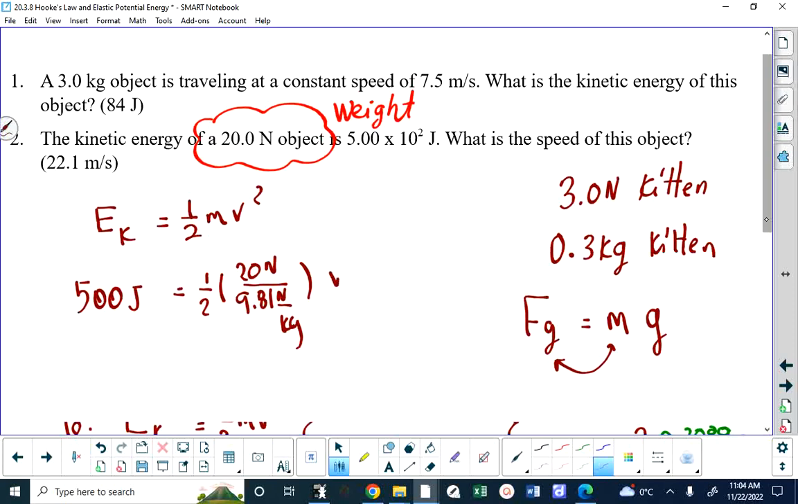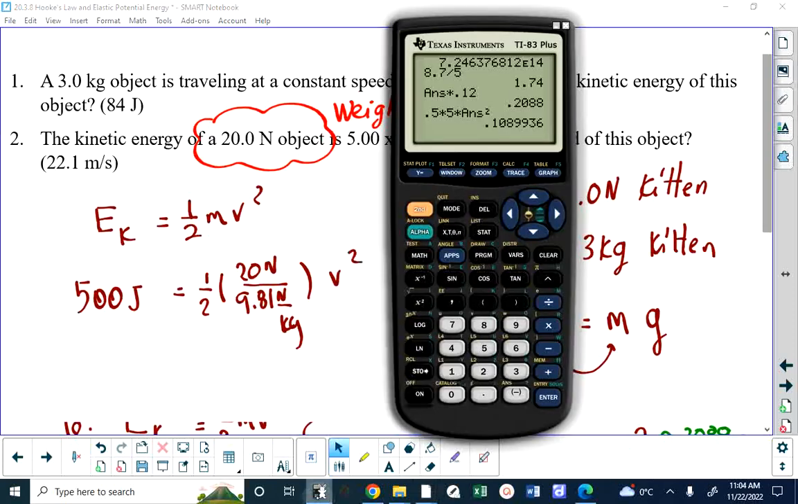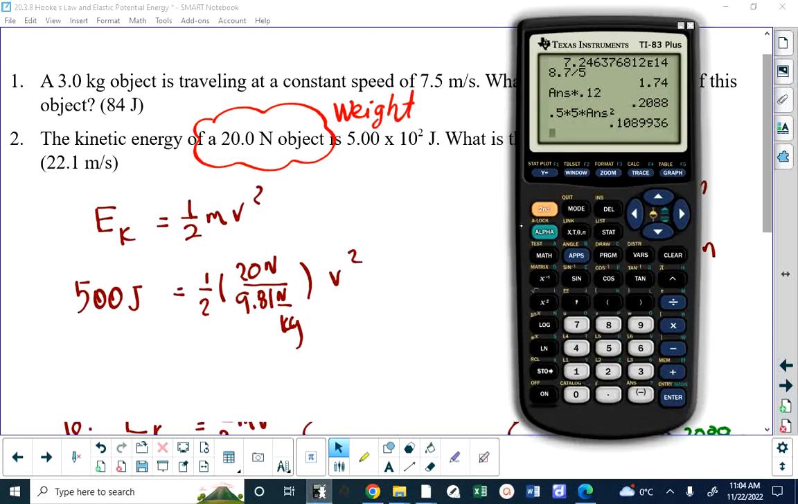And then we'll have v squared. I regret writing down 20 over 9.81. I really think it's best that you calculate that elsewhere. So we would go 20 divided by 9.81. It's 2.038 kilograms. So how do I get V by itself?